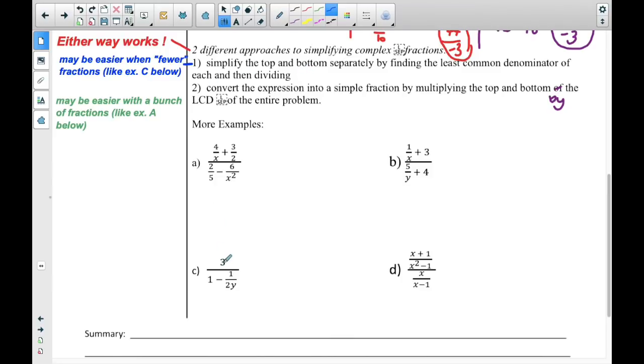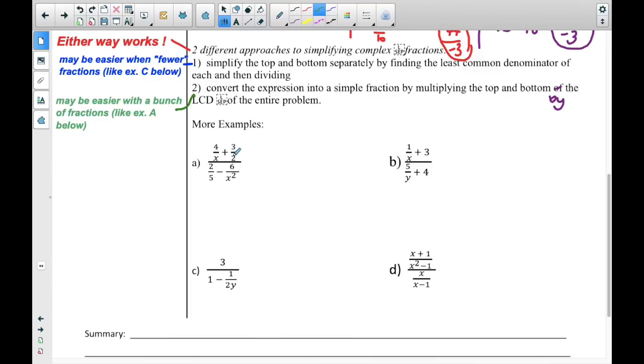Like look at example C. There's not a whole lot, like that 3 is just a big 3 and the 1 is just a big 1. So there's not a whole lot going on. So that might be an easier option for option number 1. Whereas if you look at example A, we have 4 little tiny fractions. And since there are so many little tiny fractions, option 2 might be better. I'm going to do example A using option 2.